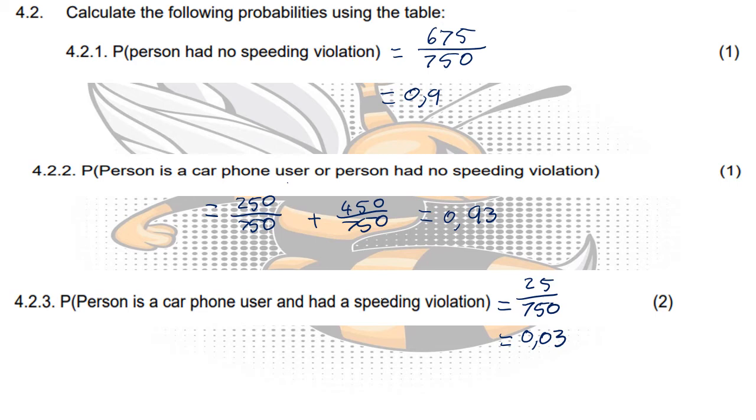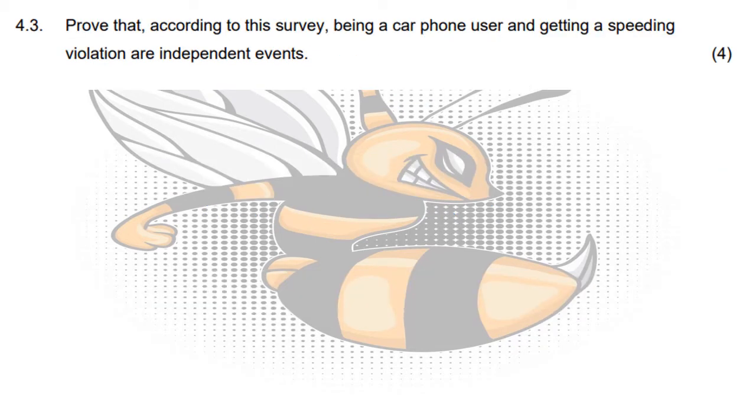Now, the last question that you had for this is you needed to prove that according to this survey, being a car phone user and getting a speeding violation are independent events. We show this by showing that the possibility of event A and event B happening is equal to the possibility of just event A happening multiplied by the possibility of just event B happening. So if we can show that this is true, we know that the events are independent.